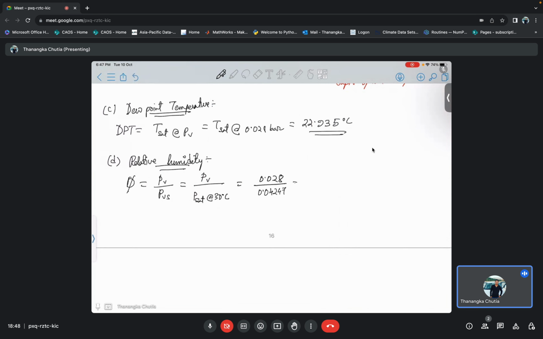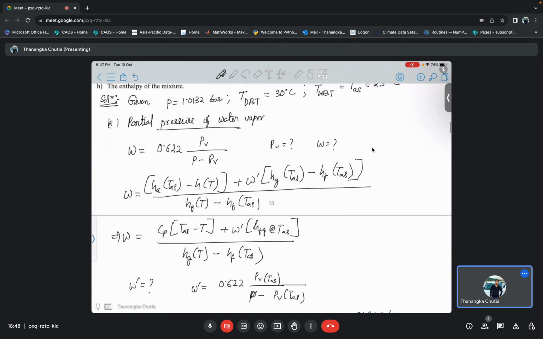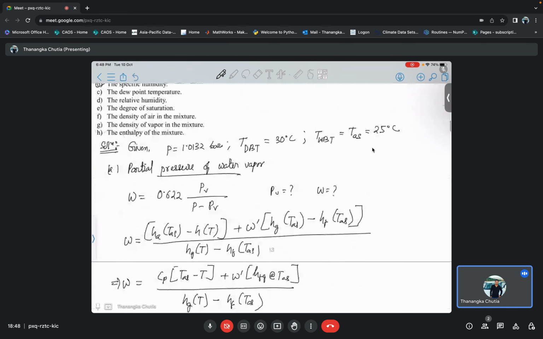0.04247. Okay, so you put these values. You'll get this as 65.93%. Okay, so this is your relative humidity. Next you have to calculate the degree of saturation.